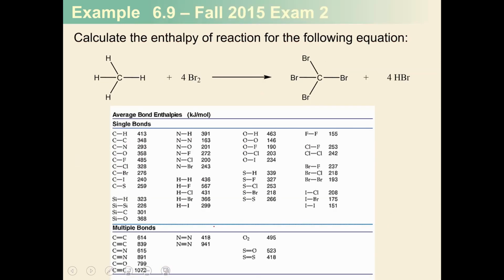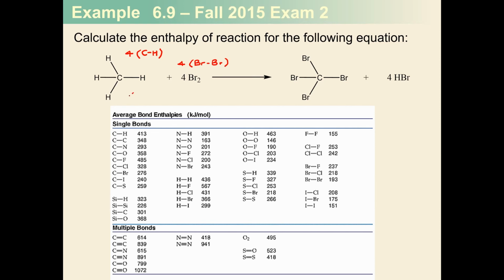This example comes from my fall 2015 exam and will show you the importance of our bond enthalpy. So first thing I want to do is break up methane, which is a carbon attached to 4 hydrogens. So for this molecule, I need to find the energy of 4 carbon-hydrogen bonds to break. And then for my bromine, I need to have 4 Br bonds to break as well. So that will give my energy in that I need.